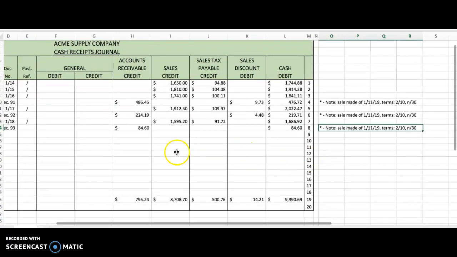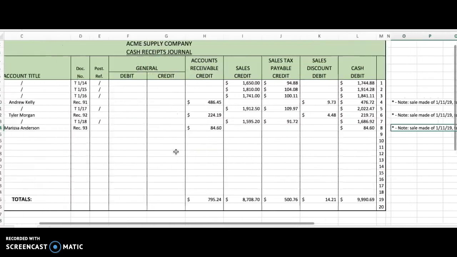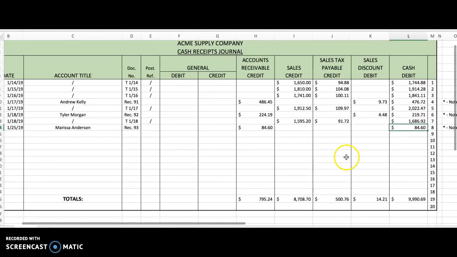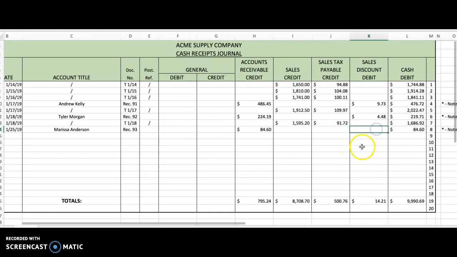So if she bought it on January 11th, and she did get the same discount offer, 2/10, n/30, but she did not pay within 10 days, so she doesn't get the discount. So she owed us a total of $84.60, and that's what she has to pay us. There's no sales discount debit here because she paid us after the 10 days have gone by.